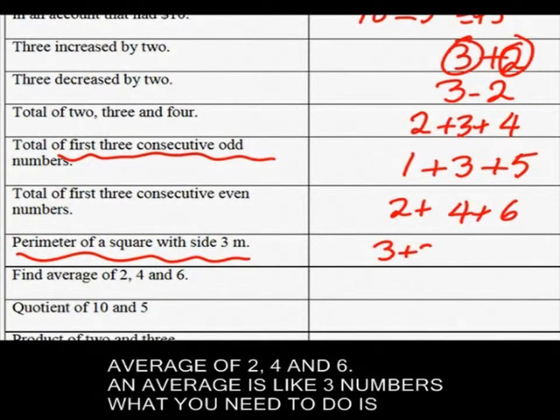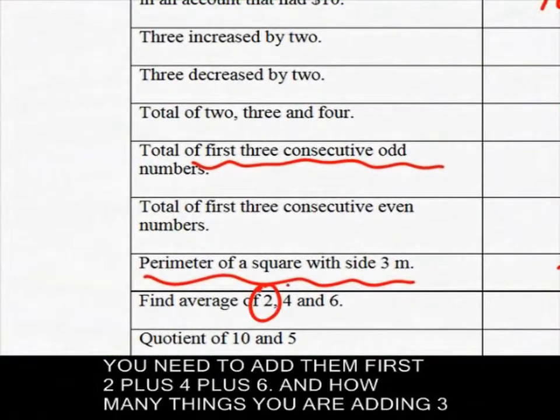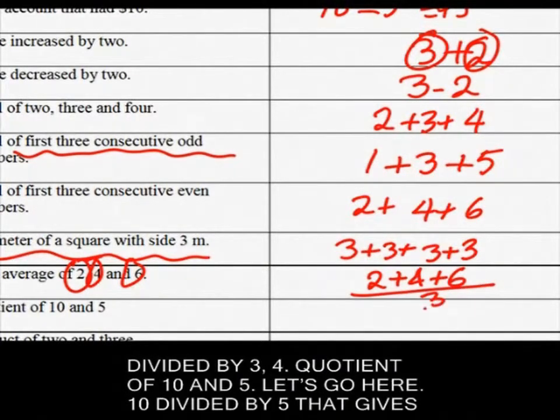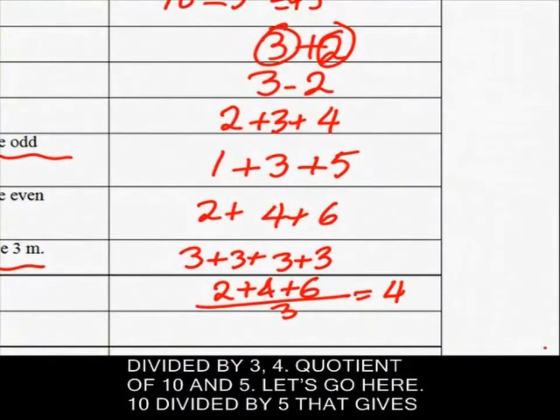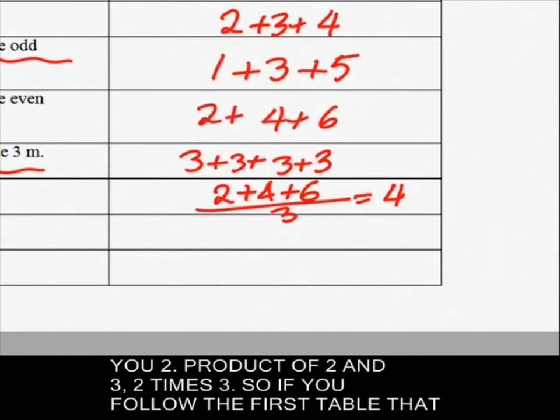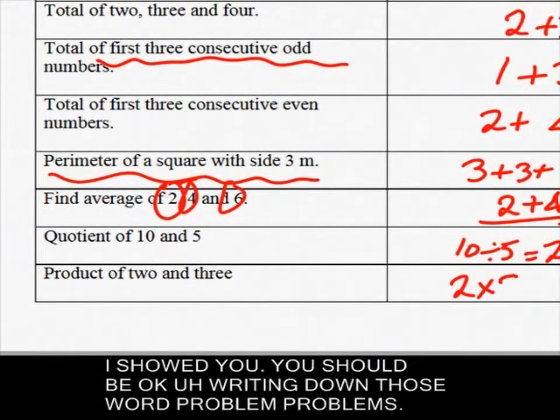Average of 2, 4, and 6. An average is like 3 numbers. What you need to do is you need to add them first. 2 plus 4 plus 6. And how many things you're adding? 3 things. Then you just divide by 3. So that gives you 6 plus 4, 10 plus 2, 12, divide by 3, 4. Quotient of 10 and 5. 10 divided by 5, that gives you 2. Product of 2 and 3, 2 times 3. So if you follow the first table that I showed you, you should be okay writing down those word problems.